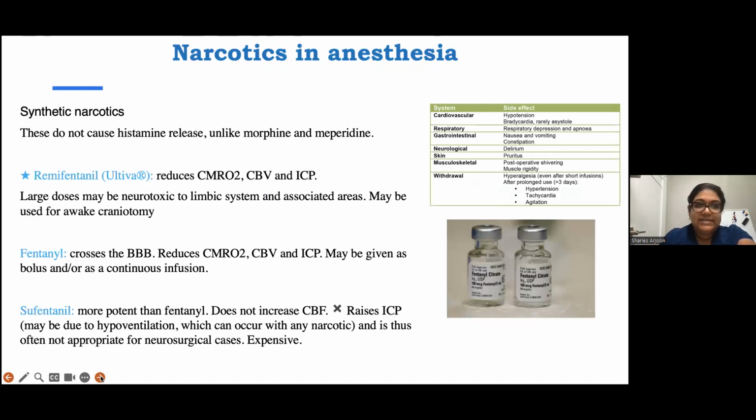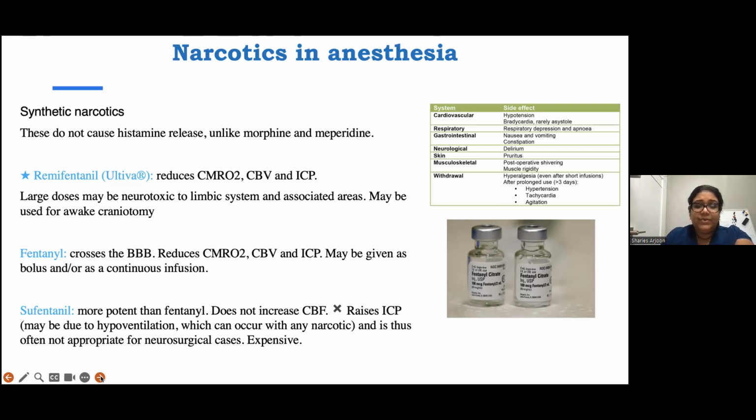So moving on to the synthetic narcotics, these would include remifentanil, fentanyl, and sufentanil. They do not cause histamine release, unlike morphine and meperidine. So remifentanil reduces the metabolic rate, the cerebral blood volume, as well as the ICP, and large doses may be neurotoxic to the limbic system and associated areas, and it may be used for awake craniotomies.